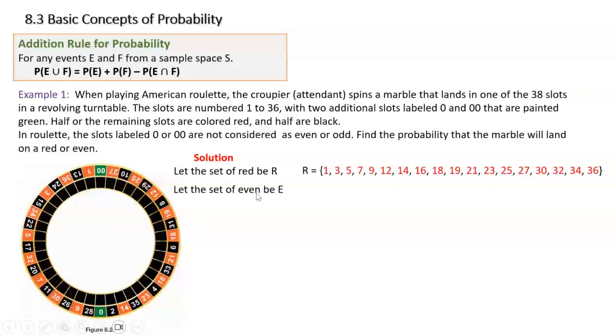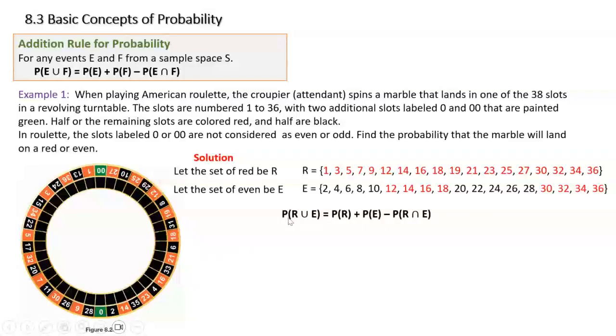Now, let the set of even be E, because it stands for even. So how many are even? Here are the ones that are even. I went around the turntable and got all the even numbers. For example, where's my 2? The 2 is right here at the bottom. 2, 4, 6, and so forth. So they're all here.